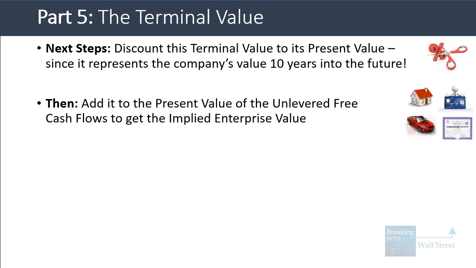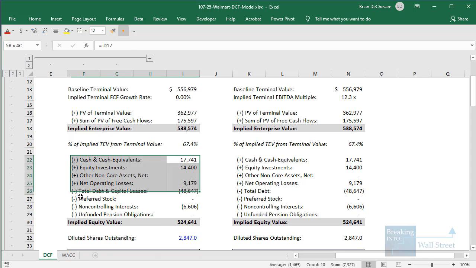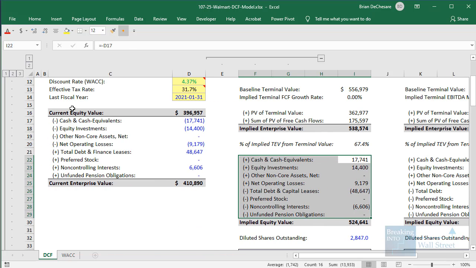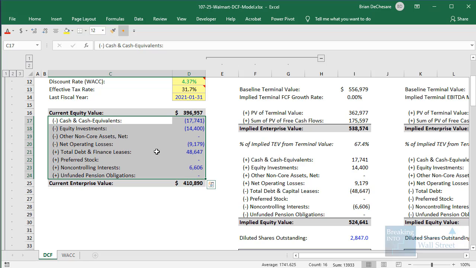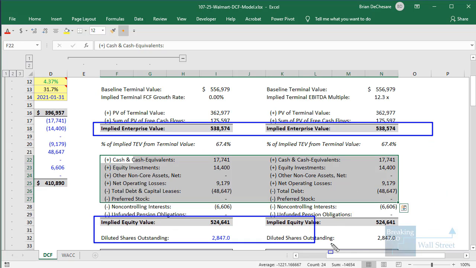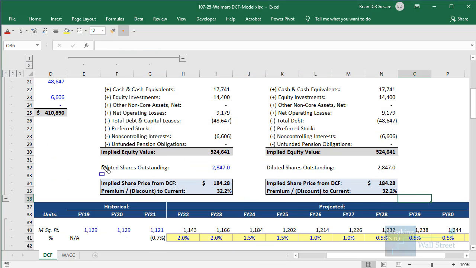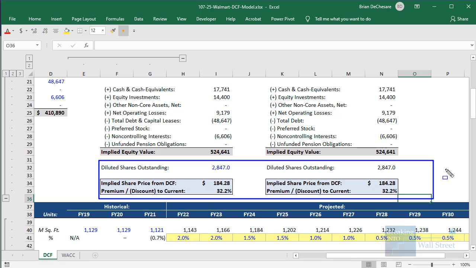We go across the normal bridge, we back into the implied equity value and the implied share price from there. It's not too complicated. We take all the normal items in the equity value to enterprise value bridge, whereas we normally subtract cash and add debt to go from equity value to enterprise value. Here we do the opposite because we're going from enterprise value to equity value. Once we have that, then we divide by the share count, and we can see that according to this, it's telling us that Walmart might be undervalued by around 30%, maybe 30 to 40%, somewhere in that range currently.